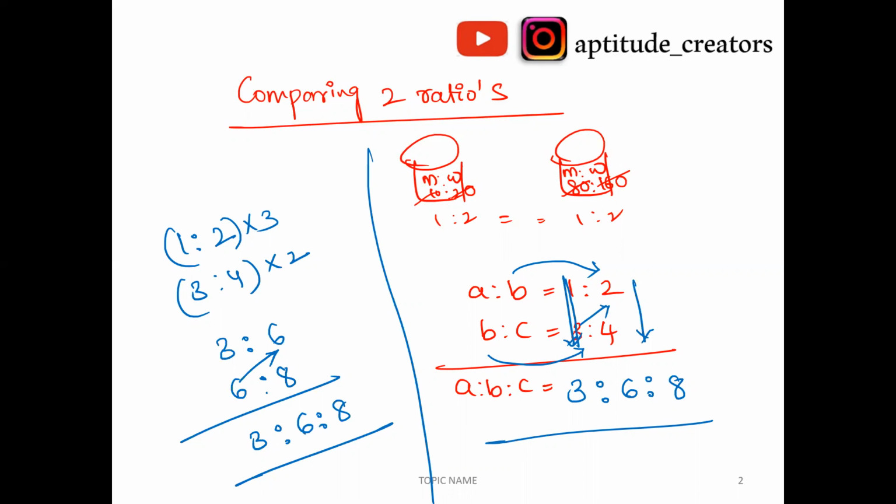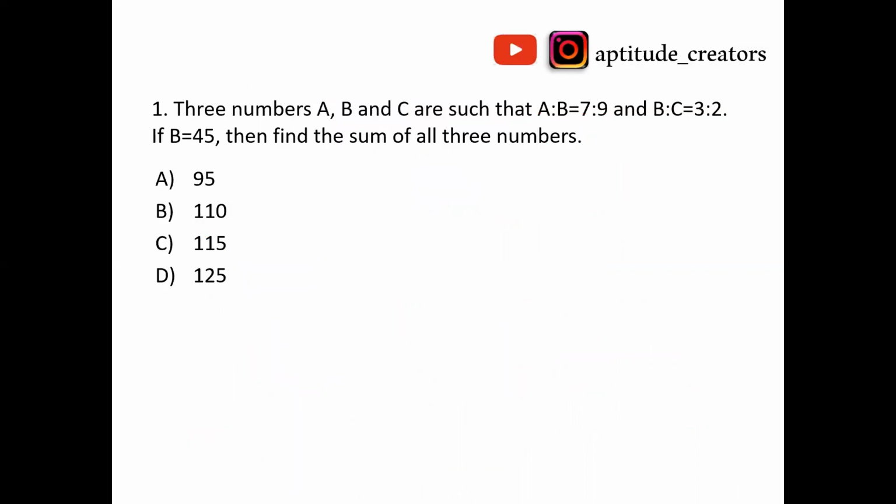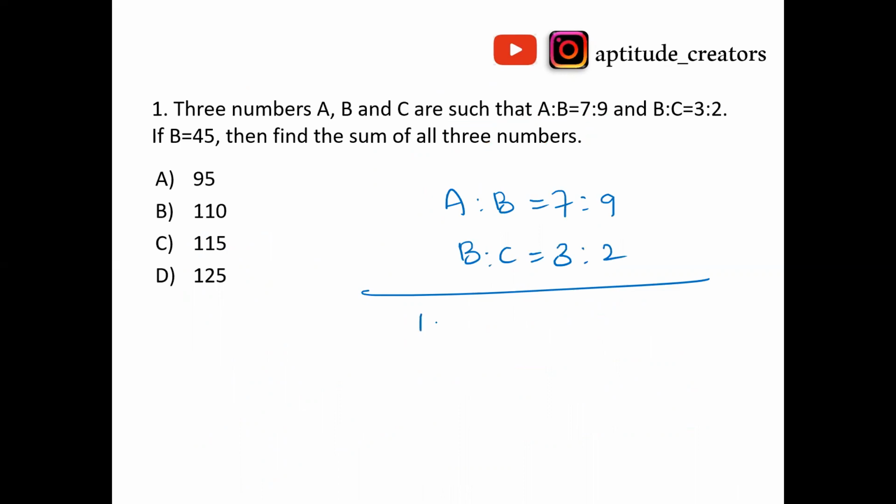Okay. Moving forward to the questions. What is the first question being asked? Three numbers are in the ratio. A is to B is given as 7 is to 9. B is to C is given as 3 is to 2. Now, what is the value of A is to B is to C?